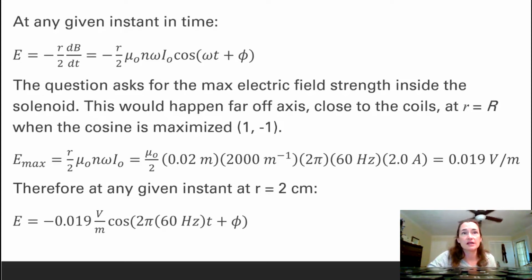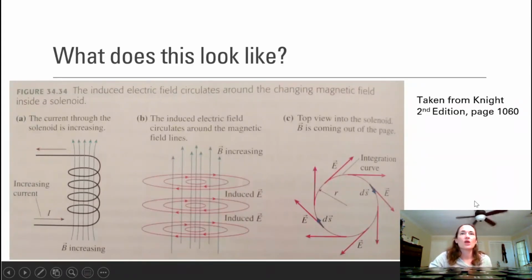And so how would it oscillate? Well, at R equal to 2 centimeters, which is the point we picked, it would be negative 0.019 volts per meter times cosine of 2 pi 60 hertz t plus 5. Okay? So your electric field is going to be changing in time just like the magnetic field. But we're not done. That's what Knight asked for. We're going to go just a step further.